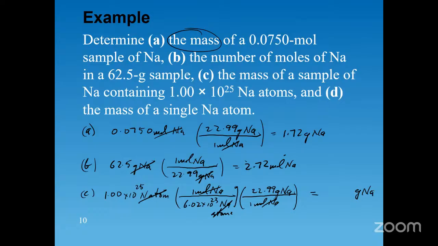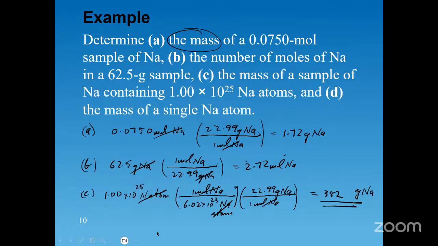So let's do the number crunching. 1 times 10 to the 25 divided by 6.02 times 10 to the 23 times 22.99. And according to my calculation, when rounded off to 3 sig figs, the answer is 382 grams of sodium. And that's how that works out. All right? Any questions about that one? Any questions? No questions? Okay, now let's look at the D part.